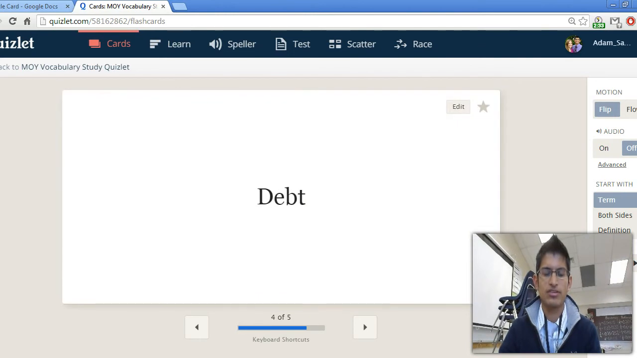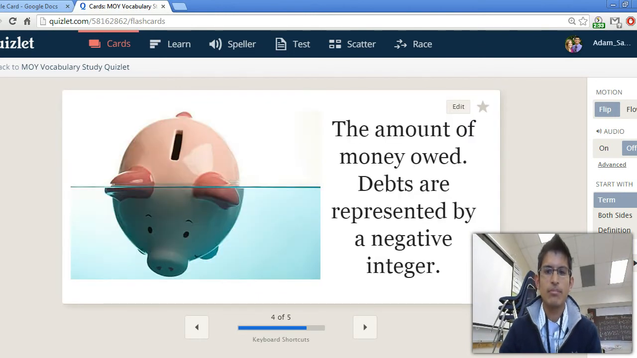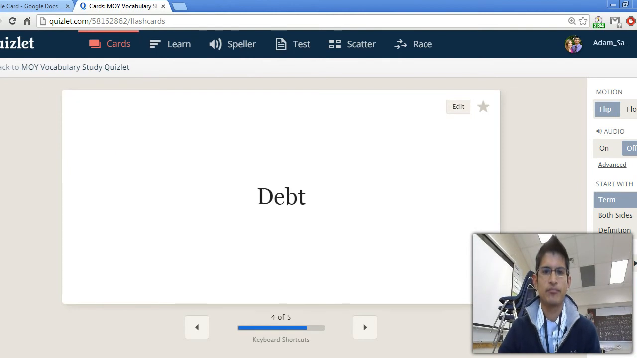The next word is debt. Debt is the amount of money owed, and debts are represented by a negative integer. This means you don't have any more money in your bank account and you owe the bank money. That's called a debt. The last word is number system.